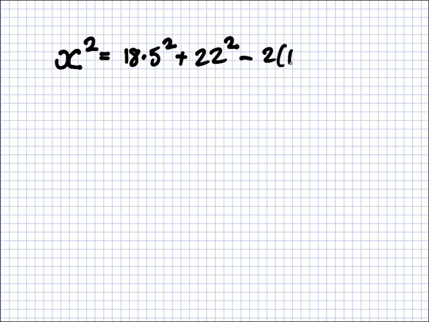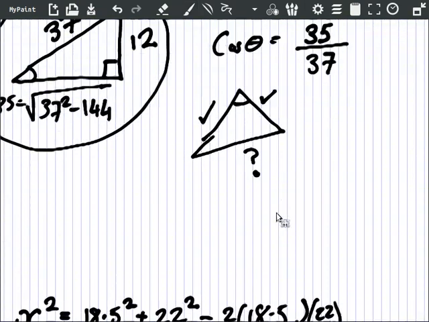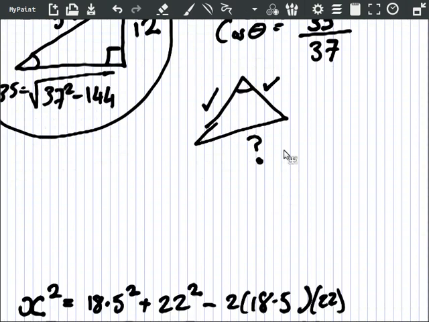Is it 3.5? Might be, let me see. So, I'm going to call BC, that side I'll call it X. Okay. So, using the cosine rule, X squared equals 18.5 squared, yeah, plus 22 squared, yeah, minus twice 18.5 times 22 times cos theta. And you actually worked out cos theta in the last question. Yeah. It was 35 over 37. Is that what you used?